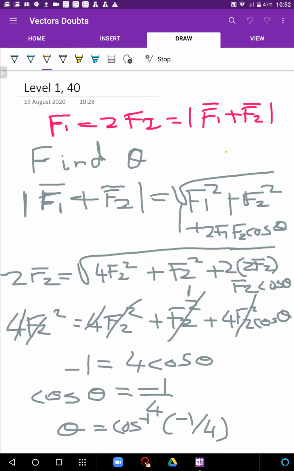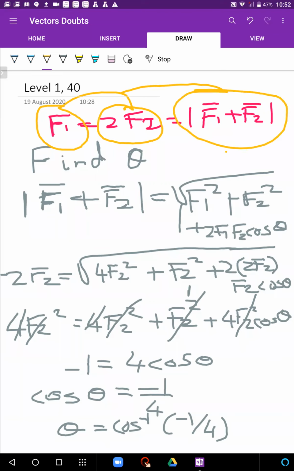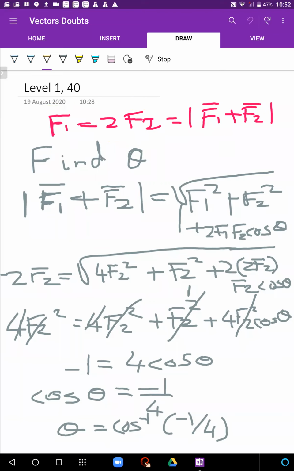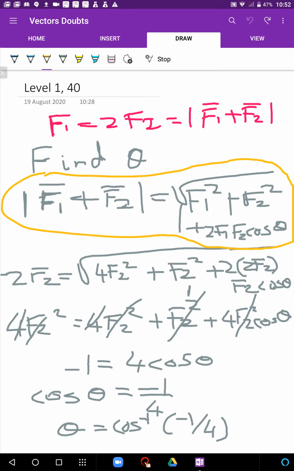Now this is the information in the question. They are saying there are two forces, one force's magnitude is double the other force's magnitude and is equal to the resultant's magnitude. So that is the information. Given that we need to find theta, the equation involving all of them is this equation. इसी से अपना आंसर आएगा. तो इस इक्वेशन में सब्स्टिट्यूट करते जाओ.